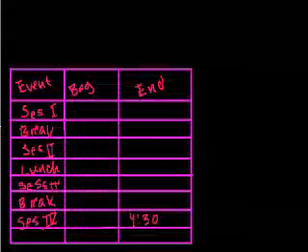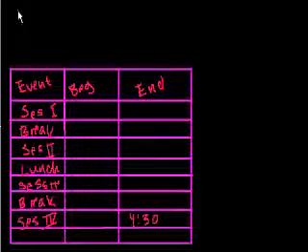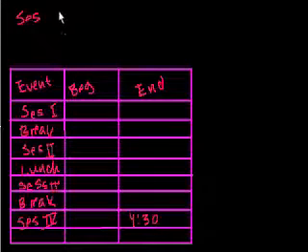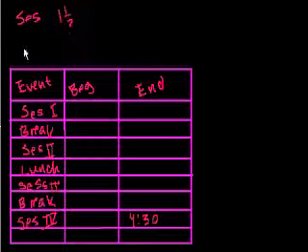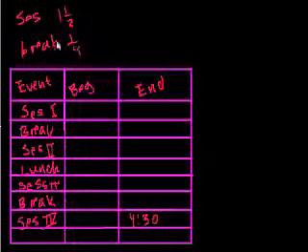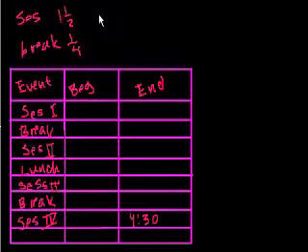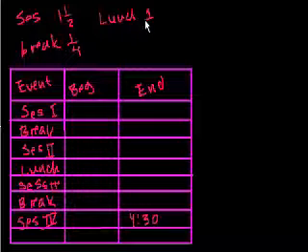Welcome back. So we're on problem number 5. In the schedule above, each session is to be an hour and a half. So a session is an hour and a half. Each break is to be a quarter hour. Break is a quarter hour. And lunch is to be 1 hour long.